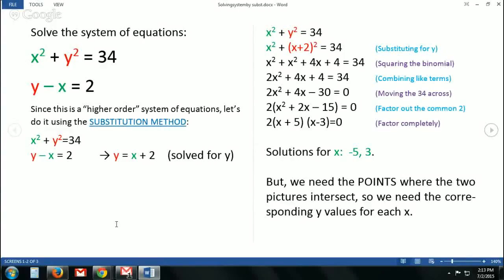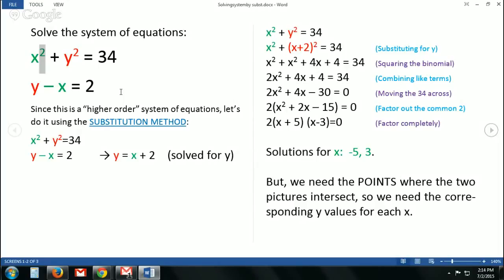Here we've been given a system of equations to solve. x squared plus y squared equals 34 and y minus x equals 2. Now, this is what is called a higher order system of equations because of these exponents that are more than 1. In a second, what we'll do to solve this is the substitution method. We always like to use it for higher order problems.